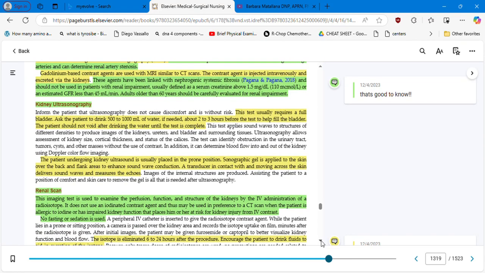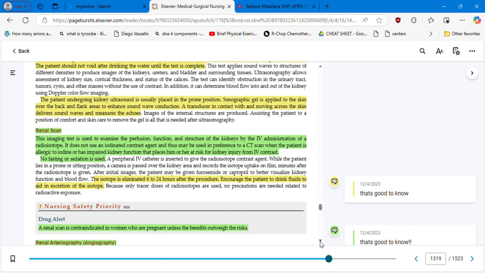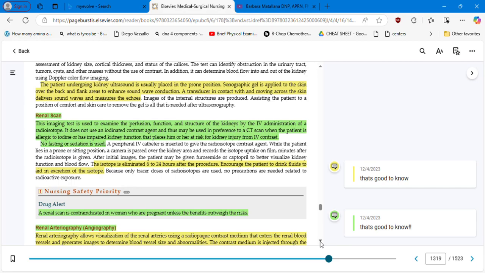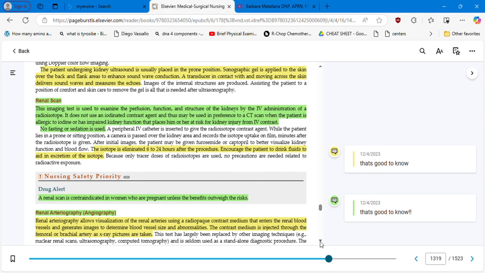Now, kidney ultrasonography, this test usually requires a full bladder, right? Ask the patient to drink half to 1 liter of water if needed, about 2 to 3 hours before the test to help fill the bladder. The patient should not void after drinking the water until the test is complete. This is a very uncomfortable test, especially if the patients are older and they cannot hold urine.